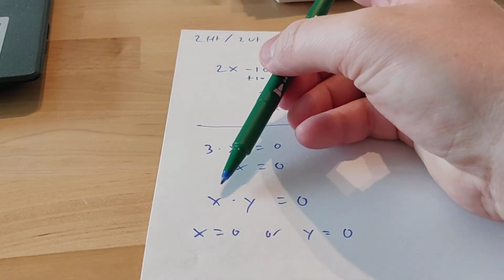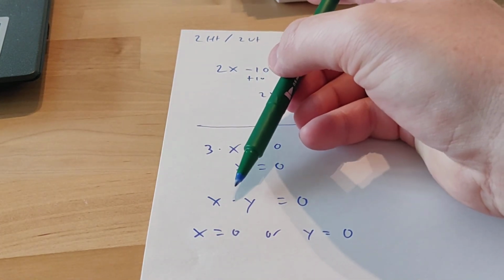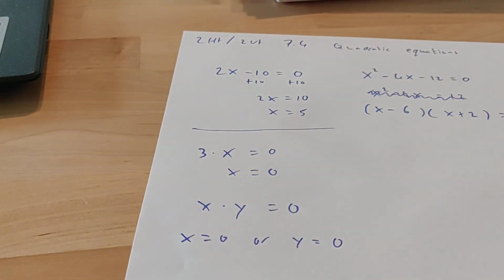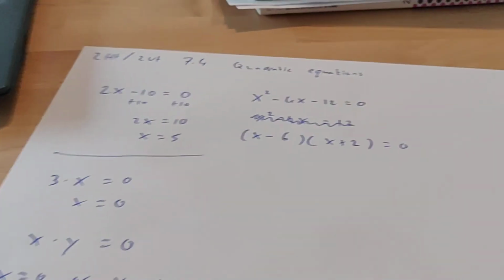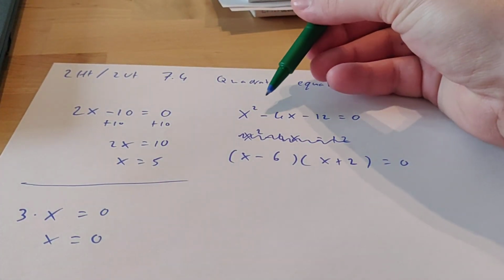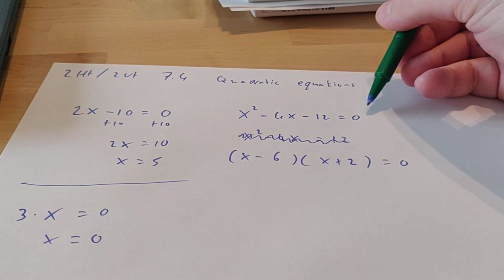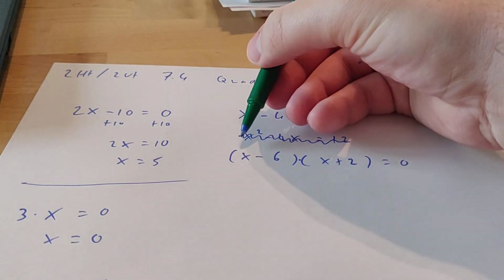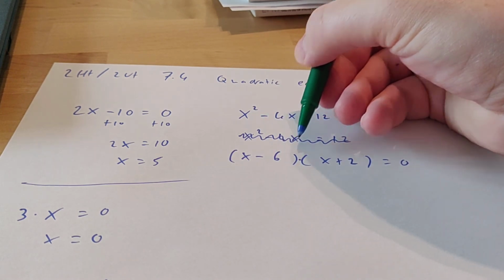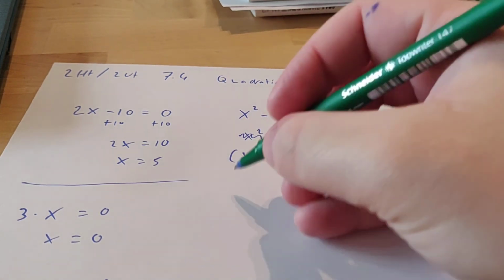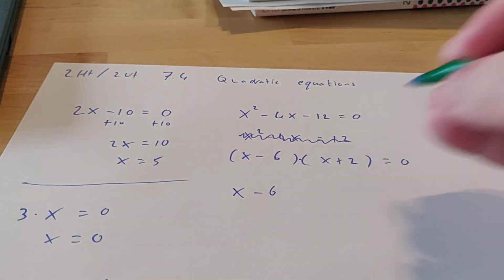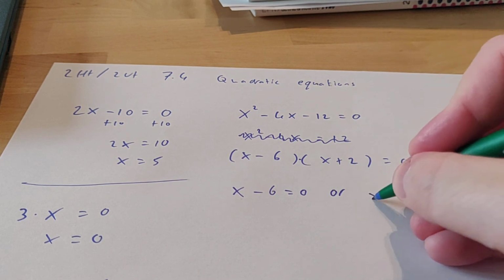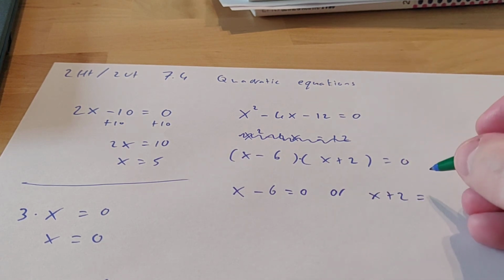So if you have a product, a times, here it says x times y is 0, then you can say that one of those two factors should be 0. So that's exactly what we do here. Here we have x squared minus 4x minus 12 equals 0. We factorize it because now there's a times in the middle there. So you have x minus 6 times x plus 2. So that means that x minus 6 is 0, or x plus 2 is 0.